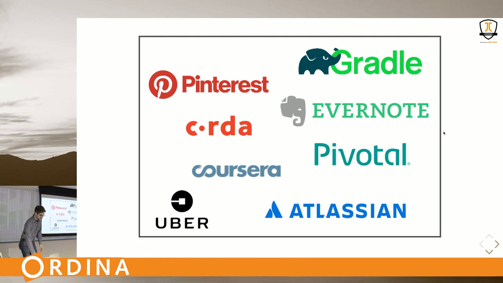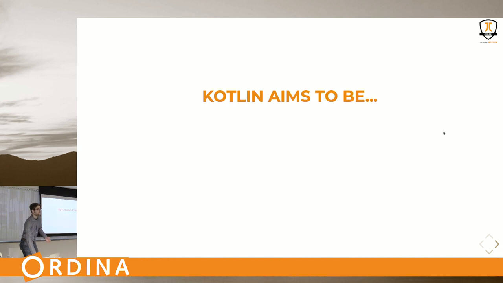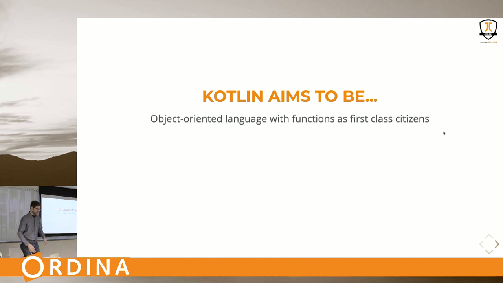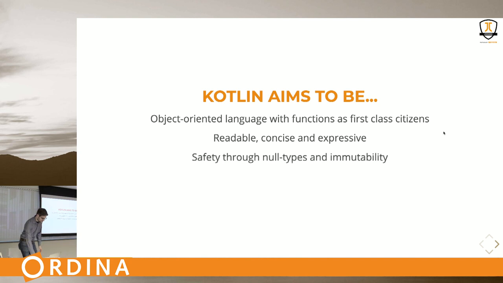Okay, then Kotlin stands for some things. It's an object-oriented language, but it also has functions as first-class citizens, which means you can use it as an object-oriented language, like you know from Java, but it can also be used as a functional language. It's idiomatic, which means it should feel really natural to read, and it should be concise and expressive, and also very readable, because as developers we tend to read a lot more code than we actually write, so this would make sense.